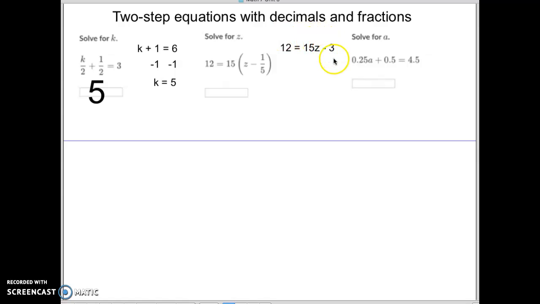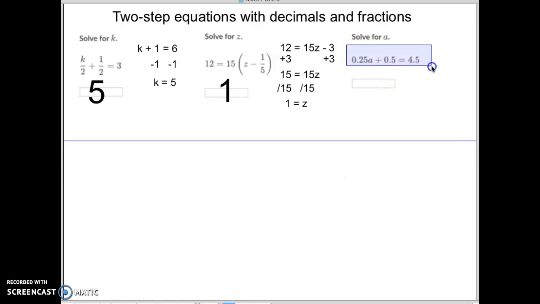At this point, how do we get rid of a minus 3? Well, we need to add 3 to both sides. So we will. That cancels this one. 12 plus 3 is 15. And now we've got a 15 in front of the z being multiplied by it. So what's the opposite of multiply by 15? Divide by 15. 15 divided by 15 is simply 1. There's our answer there.